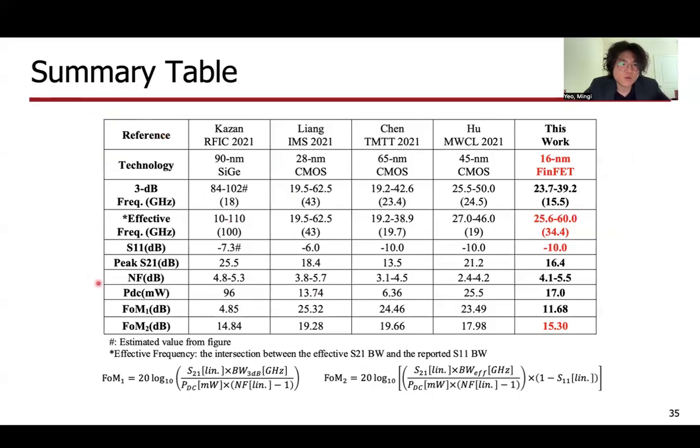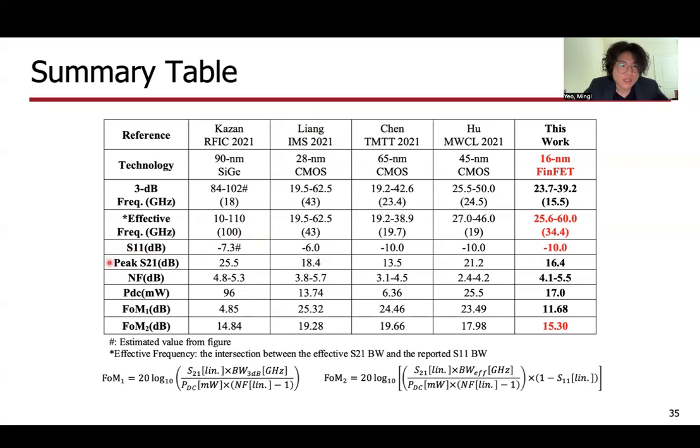In our summary table, we compare the performances of state-of-the-art wideband designs. Our work to the far right was one of the first to implement a wideband LNA in 16 nanometer FinFET technology. Although in terms of 3 dB frequency, the design by Liang, the second column, reported the widest 3 dB bandwidth, they also report a very poor input matching level. Moreover, I'd like to highlight that we were able to obtain the widest effective frequency amongst designs with good input matching level, so below negative 10 dB.